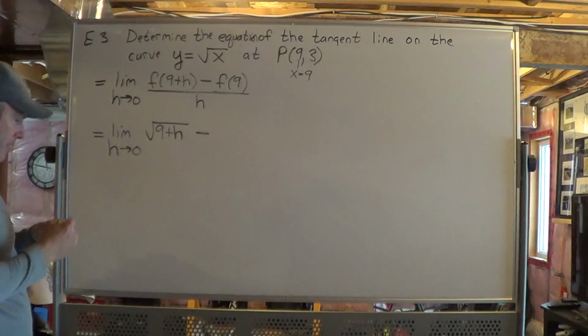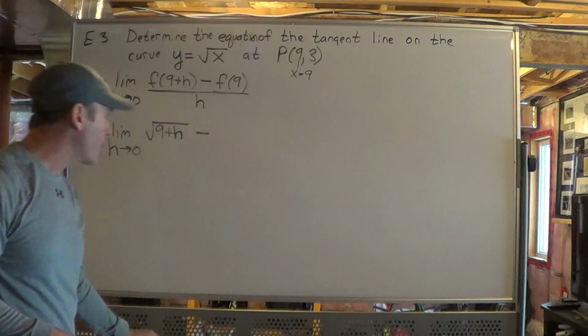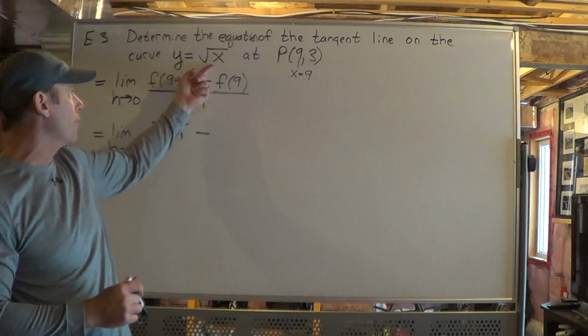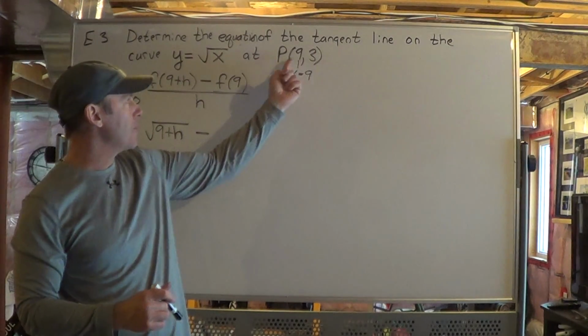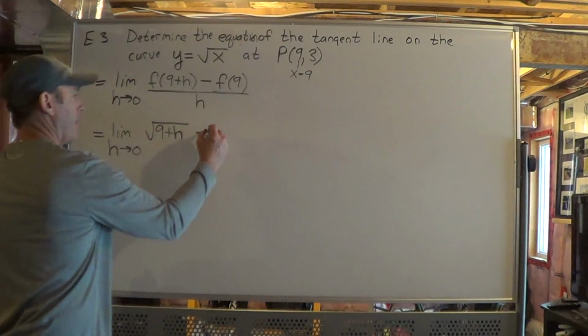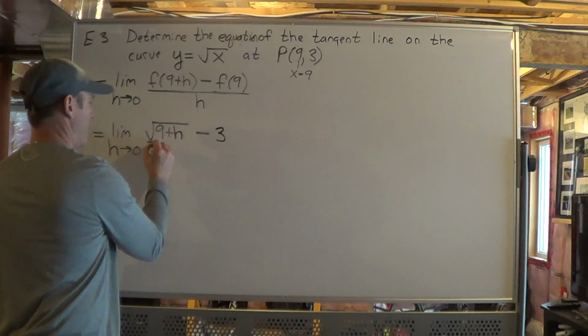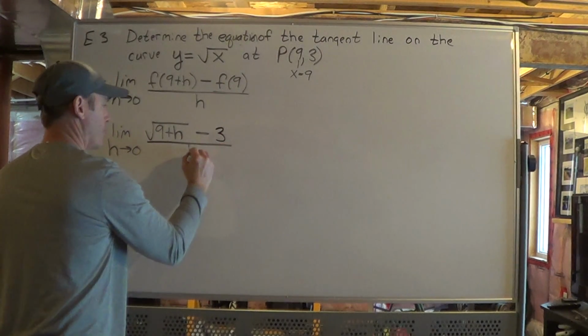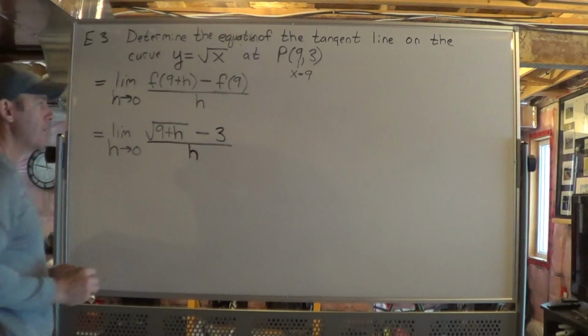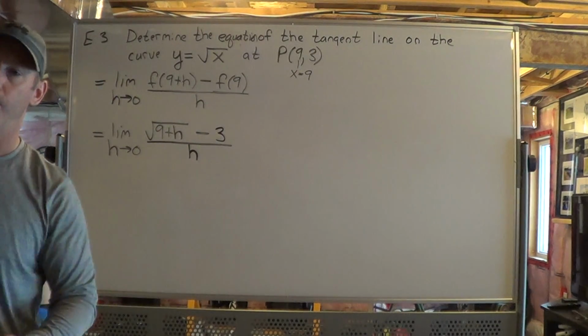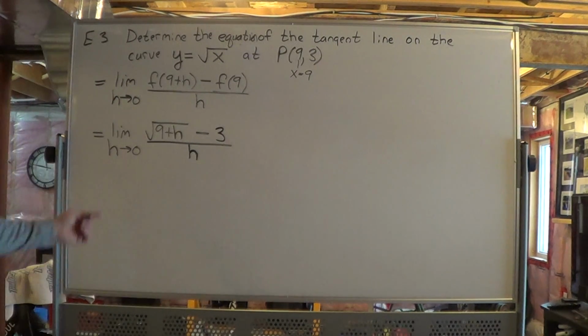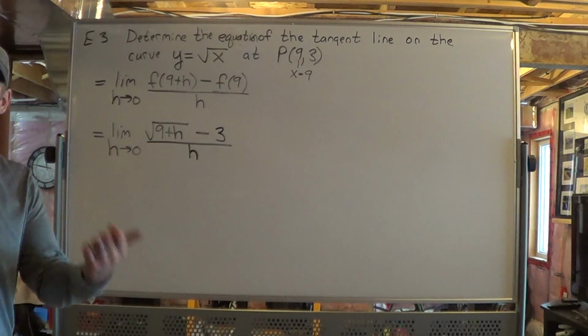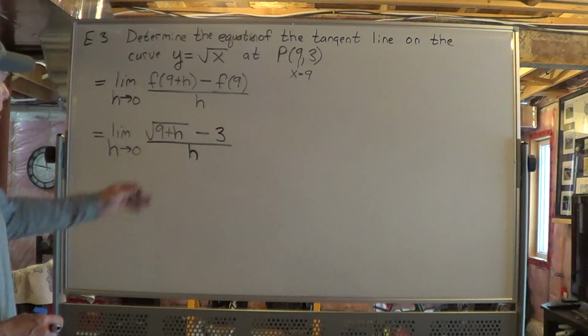f of 9. Well, you put a 9 into the equation. Well, the square root of 9 is 3, which I should have known because it tells me the point 9, 3. All right, now that's all over h. So once again, I'm stuck with my limit because I cannot put h equals 0 into the denominator here, because then it's undefined. Now I need to simplify things.